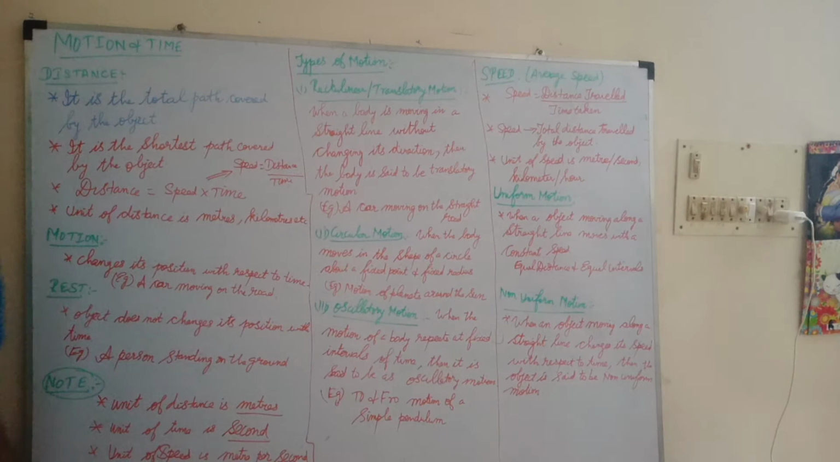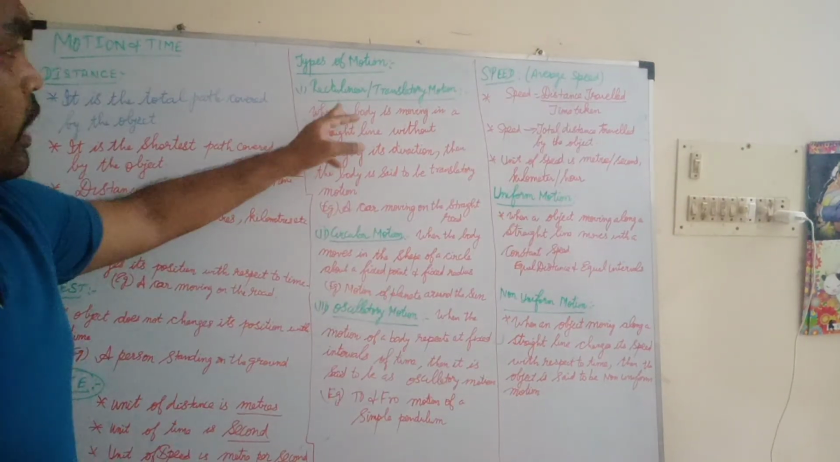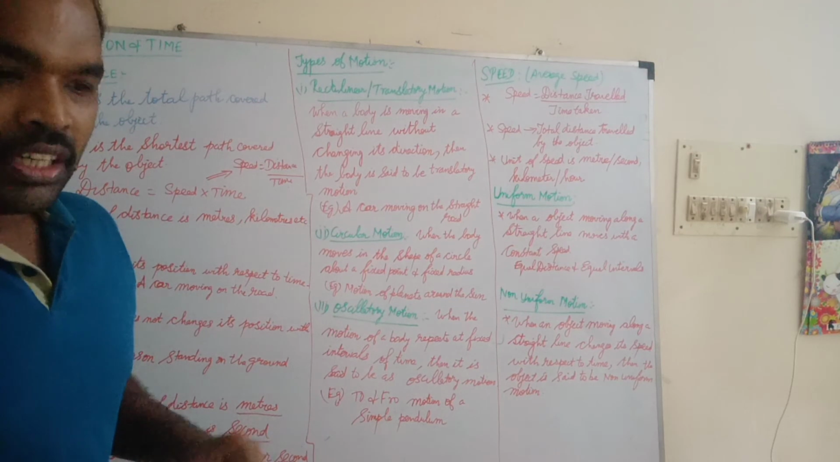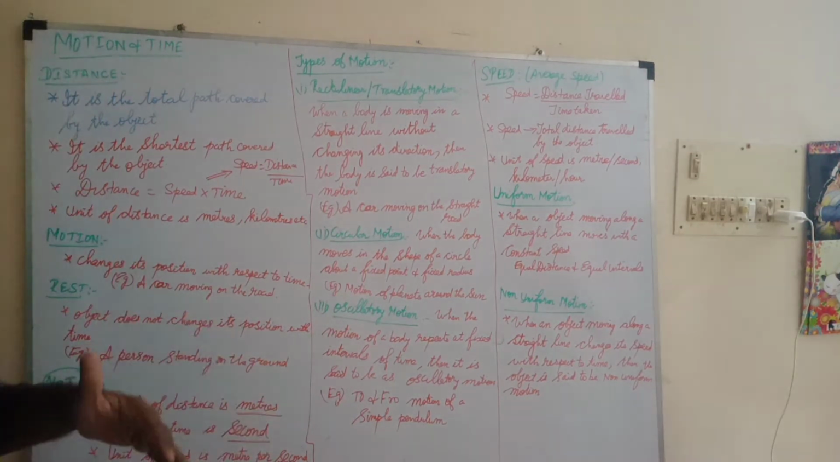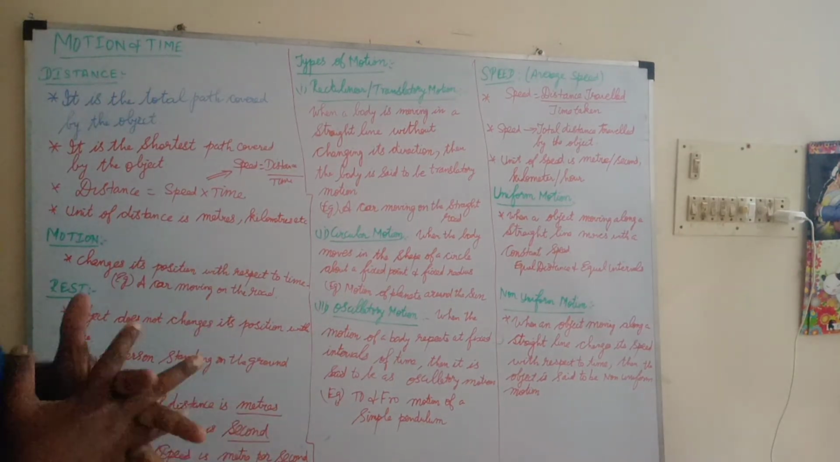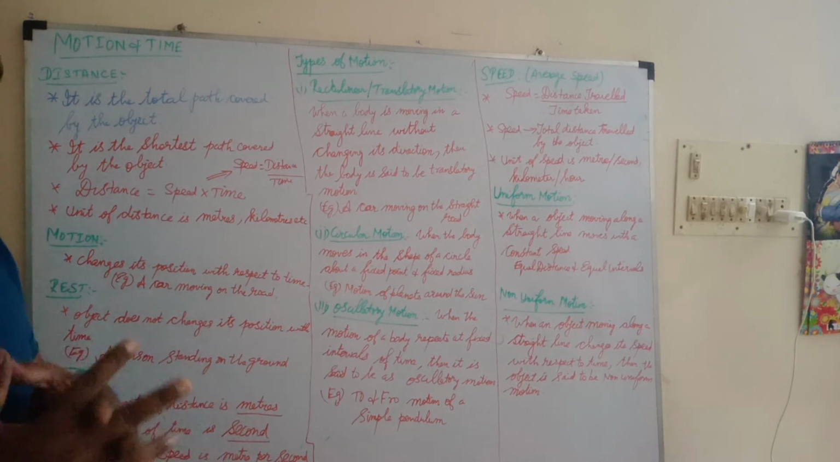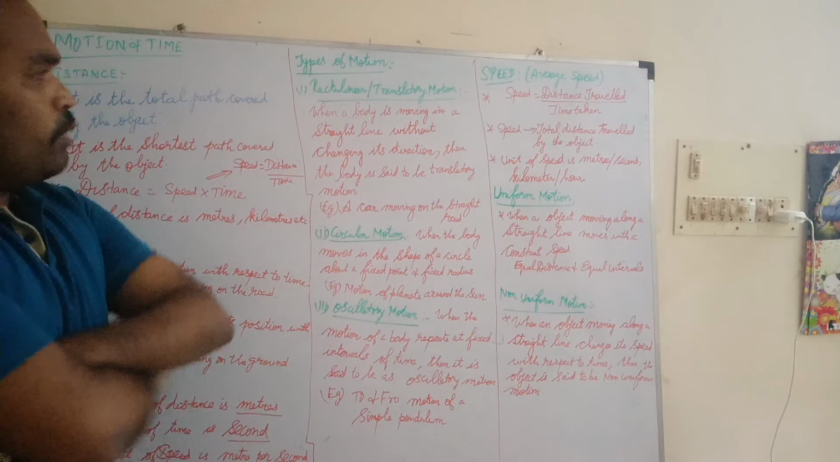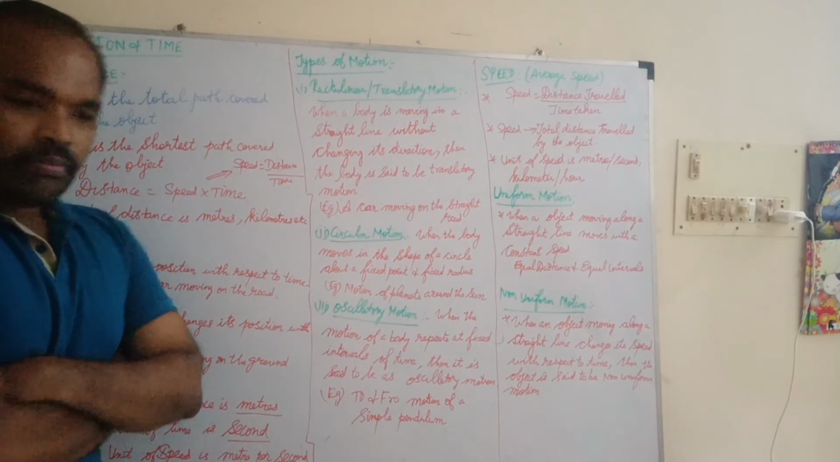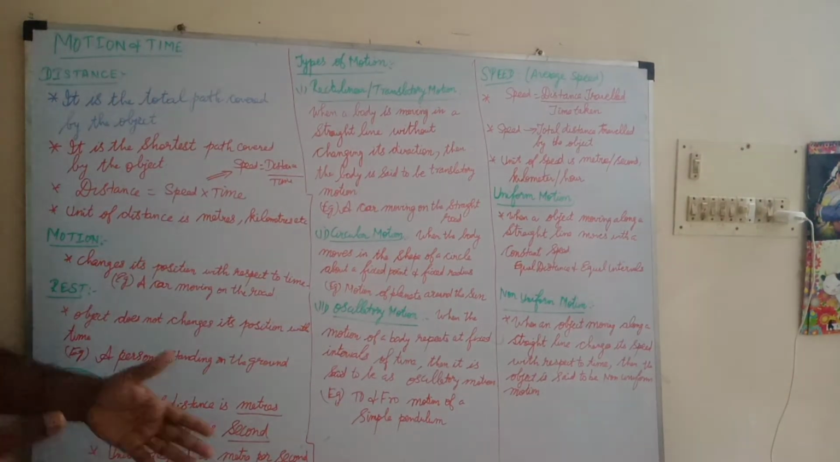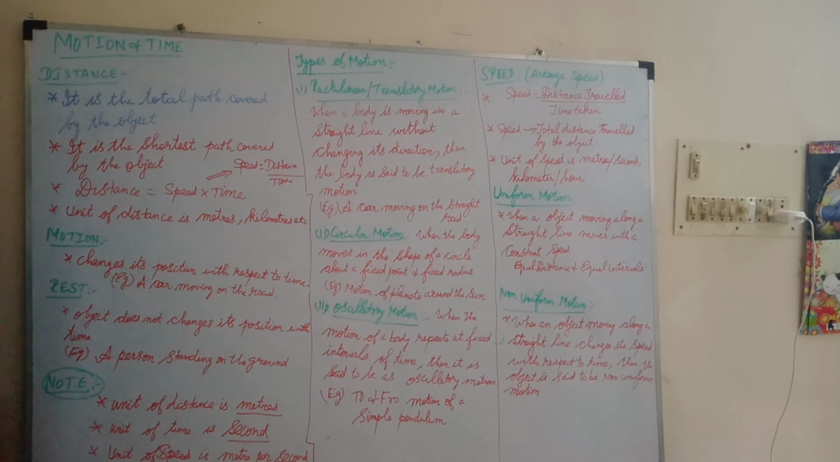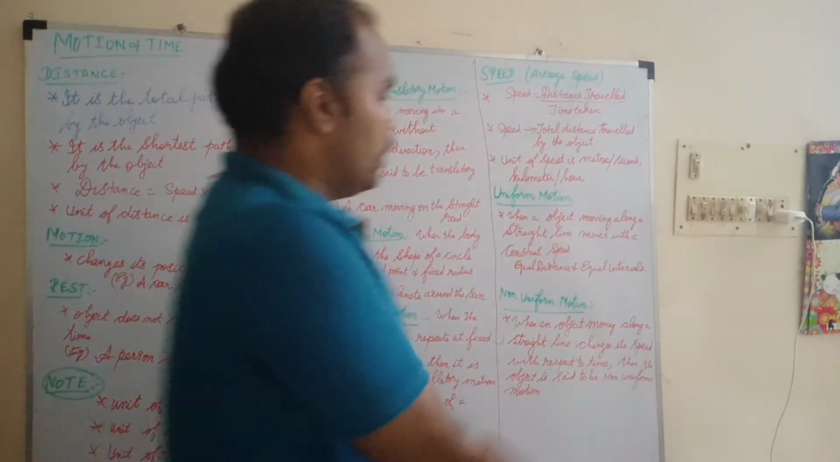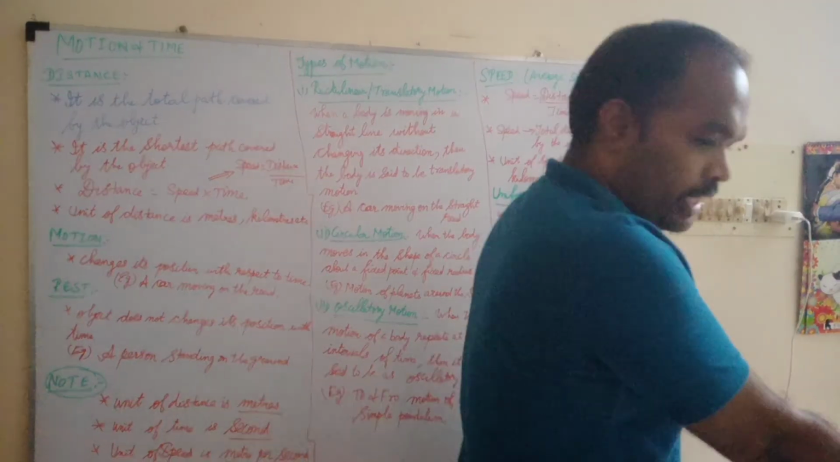The next, there are different types of motions. Rectilinear or translatory motion. Rectilinear motion or translatory motion is the first concept you are going to see under the types of motion. Rectilinear motion means when a body is moving in a straight line, without changing its direction.